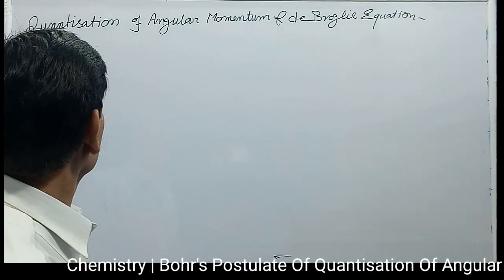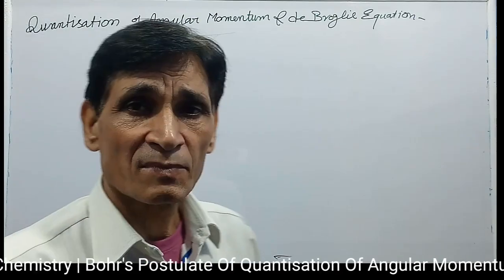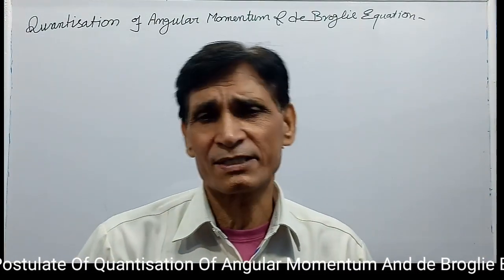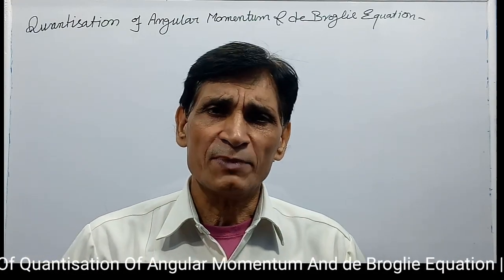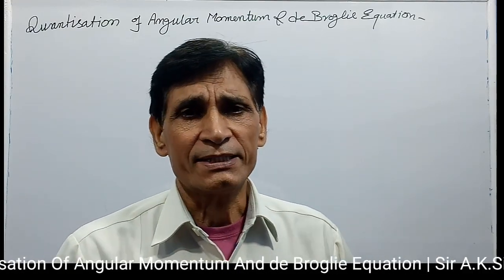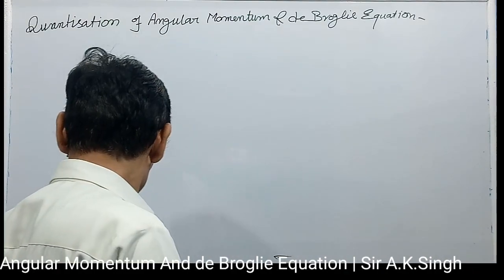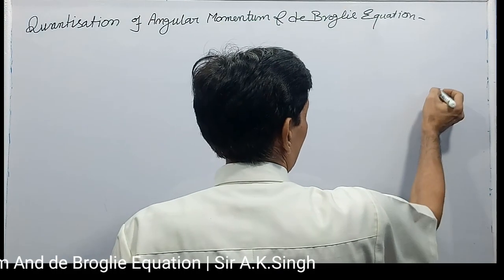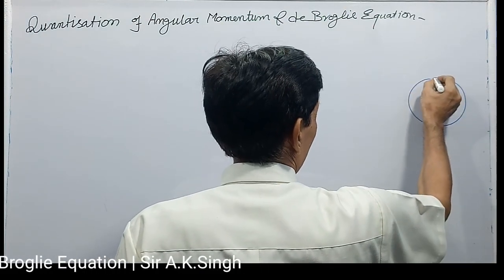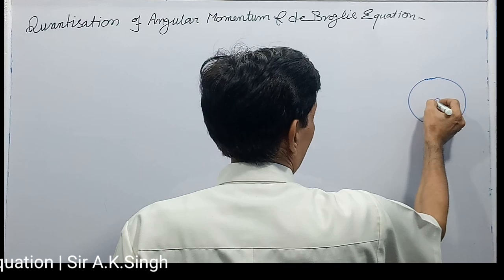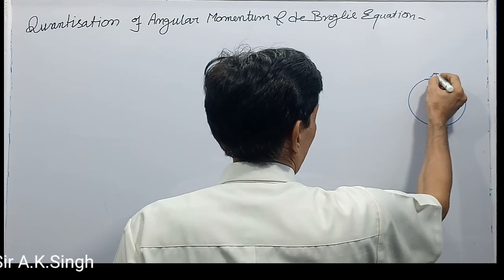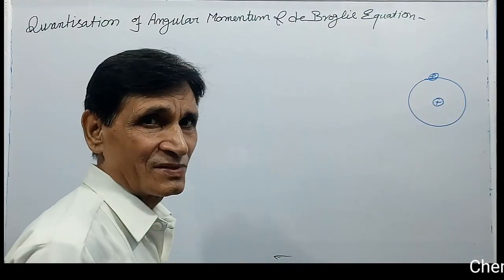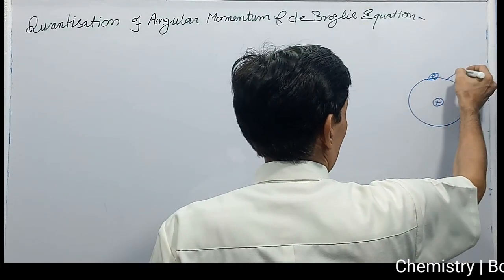First point, according to Bohr's postulate, electrons revolve around the nucleus in a definite circular path. Here is the nucleus, and electrons are revolving in a definite circular path like that. And this is called an orbit.